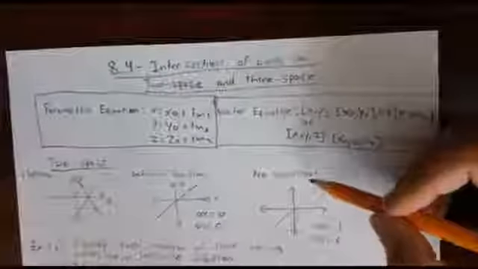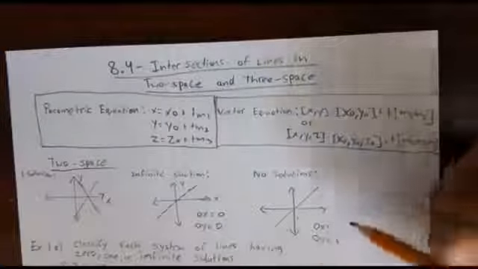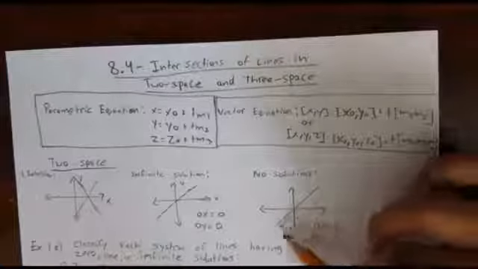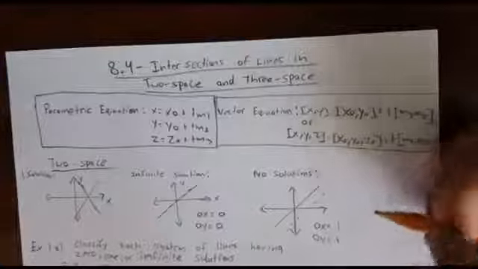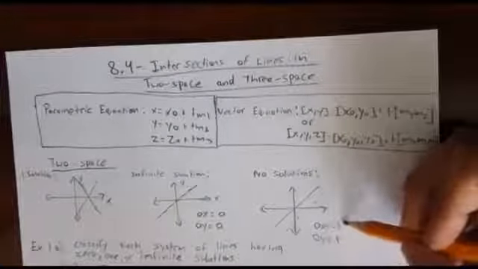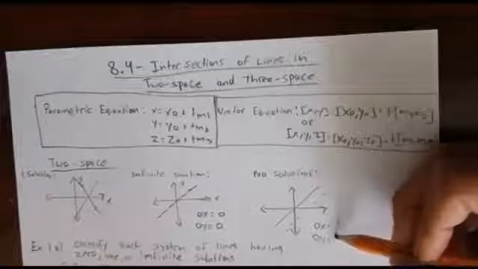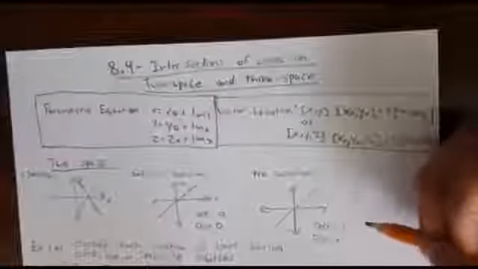And the last one would be no solutions. This is when both lines are parallel and distinct. They're both different lines, and they're parallel. So this would be found when you solve and you get equations such as 0x is equal to 1 or 0y is equal to 1. But the value here could be any number.